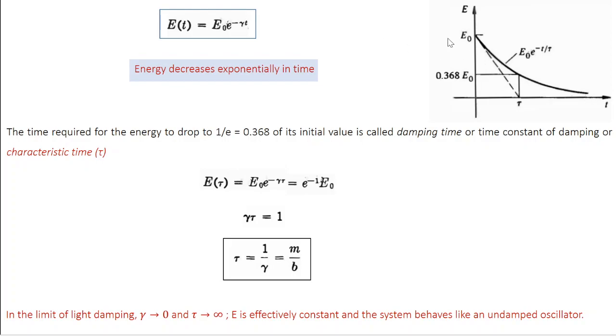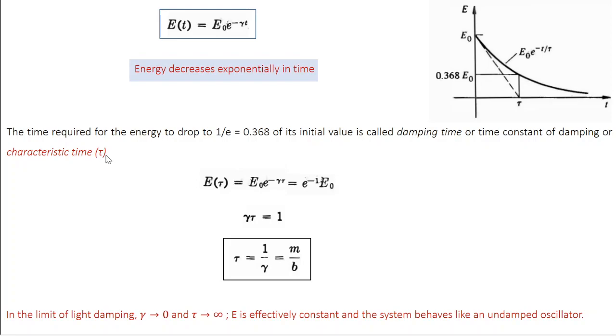So in the case of a heavily damped system, the energy loss is going to be very, very high. So it decays very fast. And in the case of a lightly damped system, the energy loss is going to be low. So it decays slowly. So how do you quantify the rate of decay? For that you can use a parameter known as damping time or characteristic time tau.